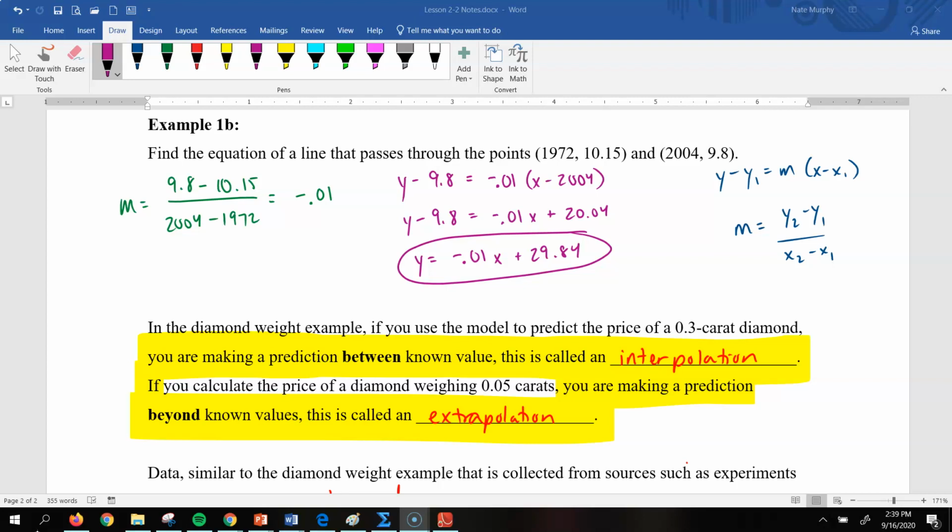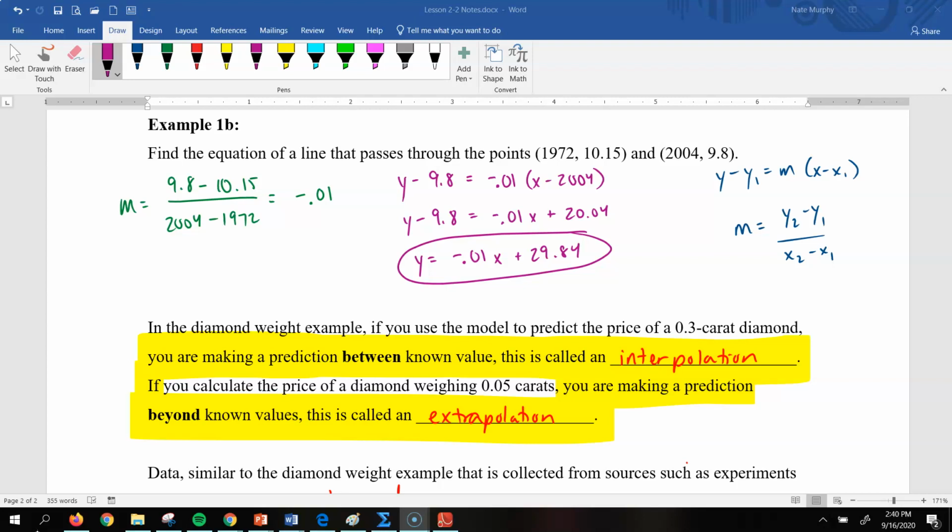And so when you go and distribute, oh, by the way, too, if you notice, I used the 2004 and the 9.8, and I did that on purpose because I'm guessing most of you guys used 1972 and 10.15, maybe because 1972 might be smaller. But if you didn't, either way, you should see that you get the same answer if you do your math correctly.